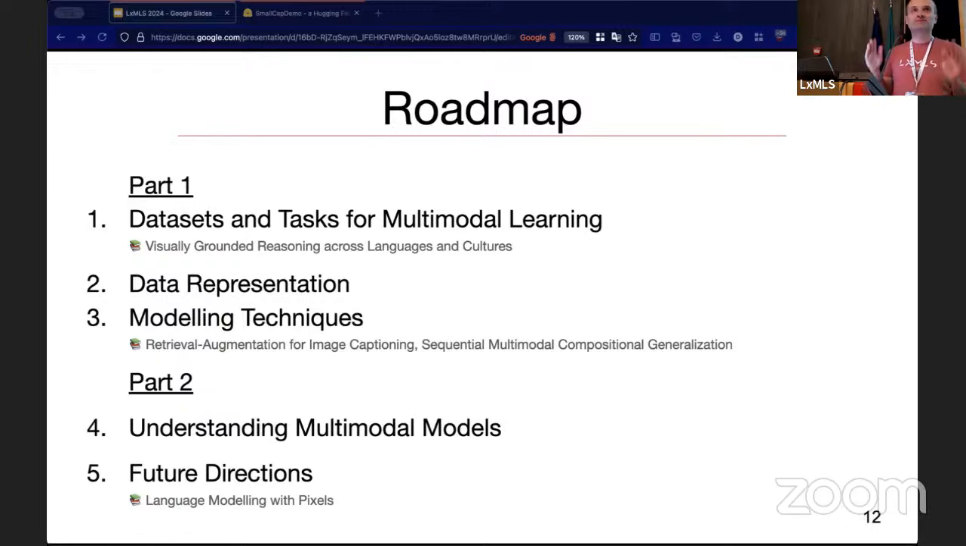Then we'll come back and we'll have two more sections, one on understanding multimodal models and some speculations about future directions in the field that people are not necessarily working on yet.